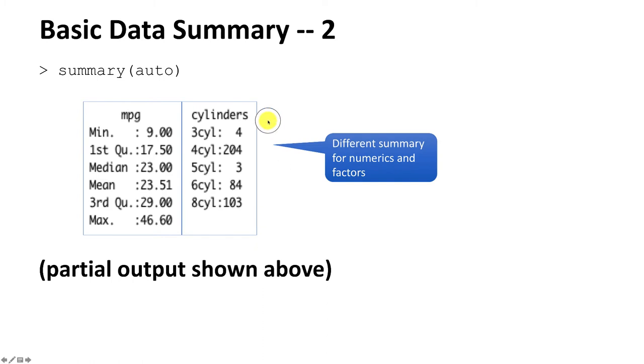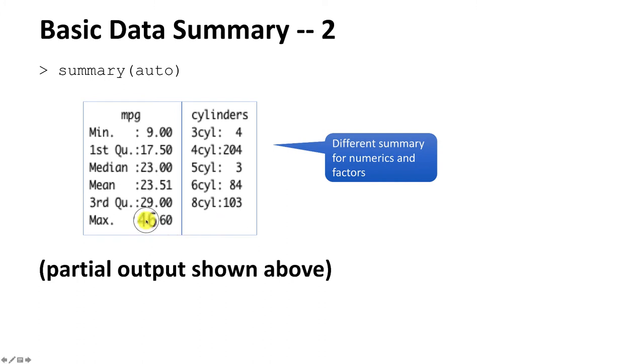If a variable is a factor, for example cylinders, the one that we just converted into a factor in the previous slide, the display looks like this. It's telling you that in the data set, there are 4 cars with 3 cylinders, 204 cars with 4 cylinders, 3 cars with 5 cylinders, and so on. So for factors, it just gives you a count of how many rows there are with a particular value.